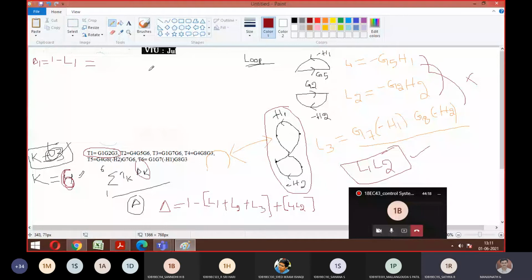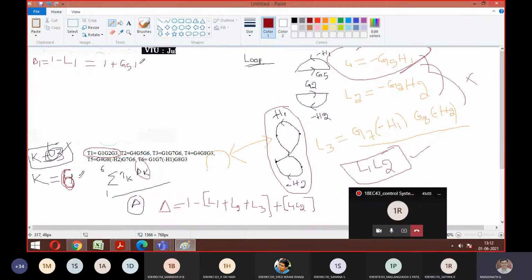Because L3 is touching the forward path. That is why I told you to analyze the question properly. L2 and L3 both touch the forward path, so you should observe the diagram and tell me clearly. Understood? Only L1 does not touch the first forward path. That's why we write 1 minus L1, and the formula becomes 1 minus L1, where L1 is minus G5 into H1.